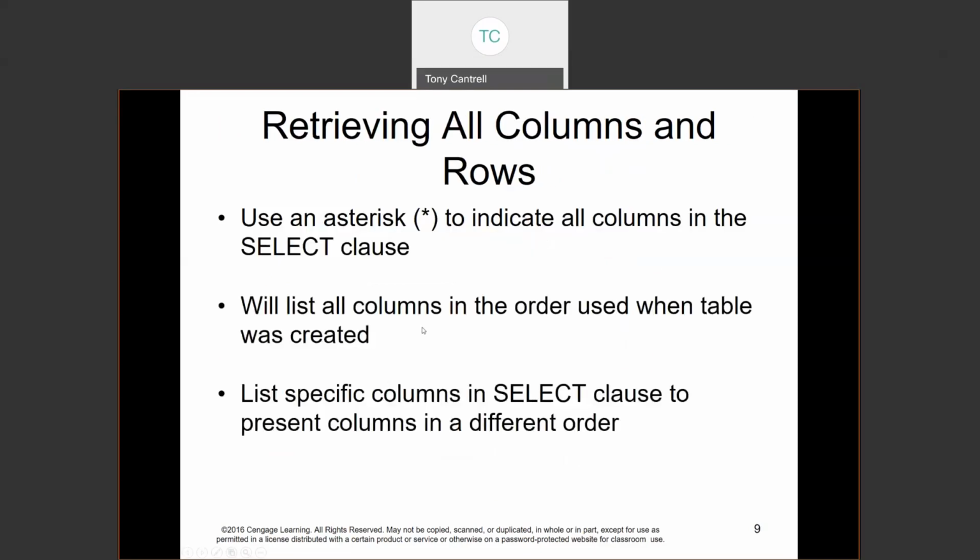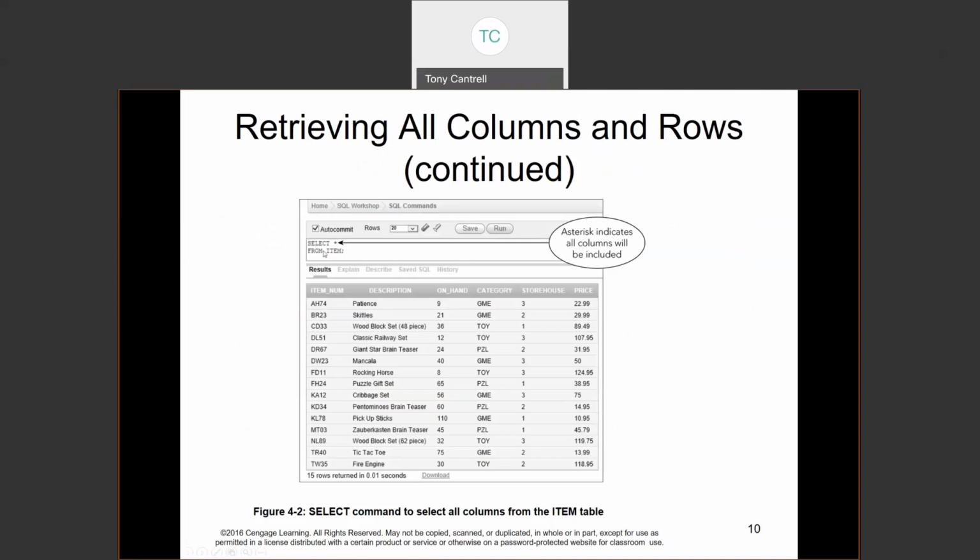You can use the asterisk to get all columns. So previously it listed 3 columns, just those individual 3, but if you use an asterisk, that's going to get them all. And it will list all the columns in the order that was used when the table was created. If you want a different order, you use select and just list each individual column. Select asterisk from item gives you all columns in the table along with all rows. And when I say columns, that means fields: item number field, description field, and so on.